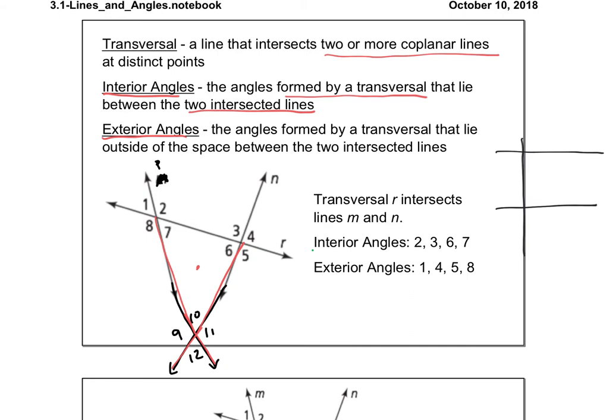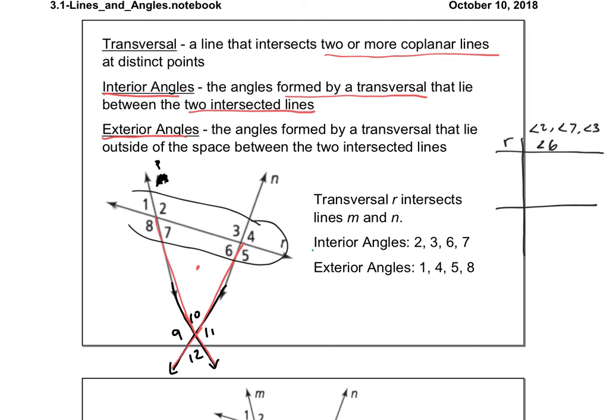So for transversal R, my interior angles. All right, I'm looking right here at these angles because that's on transversal R. For my interior angles, those would be angle 2, angle 7, angle 3, and angle 6. Because those 4 angles are inside of lines P and N.